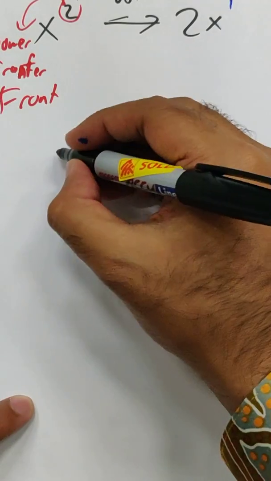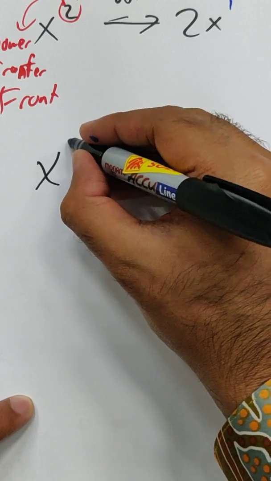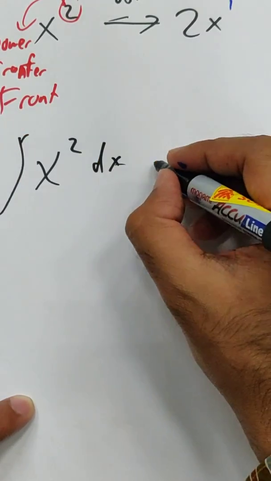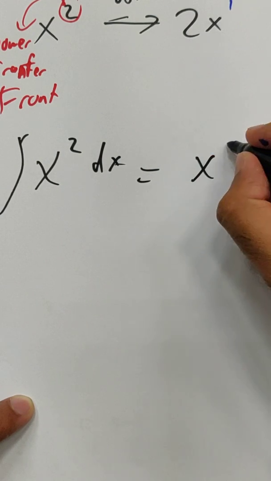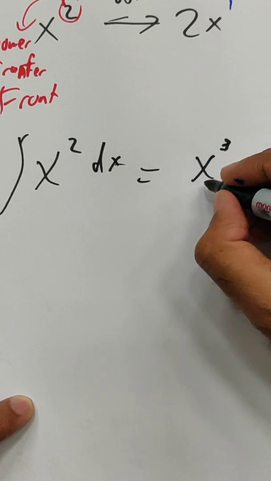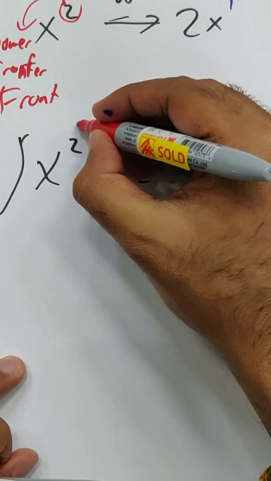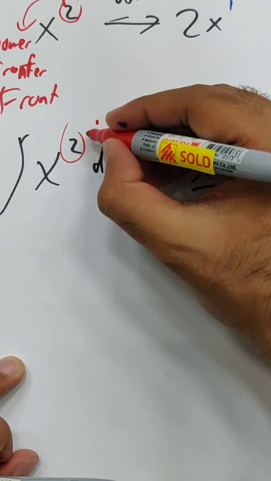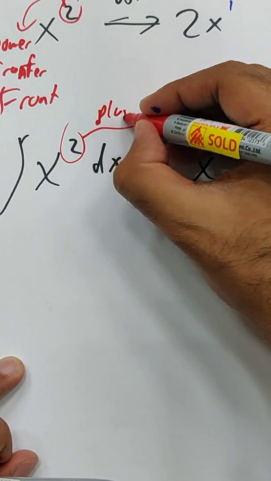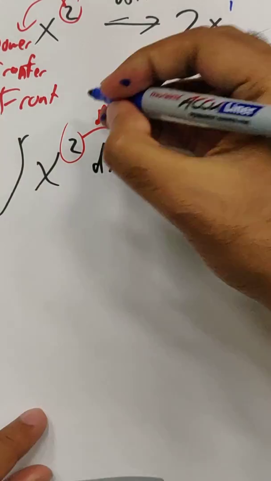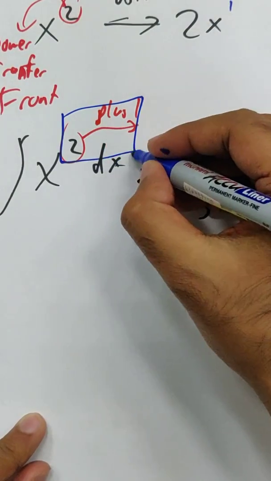Integration, I like to think of it the other way around. If I were to integrate this thing, I get myself x cubed over 3. What happened was, the power we plus 1, and then whatever you got here, you transfer down.